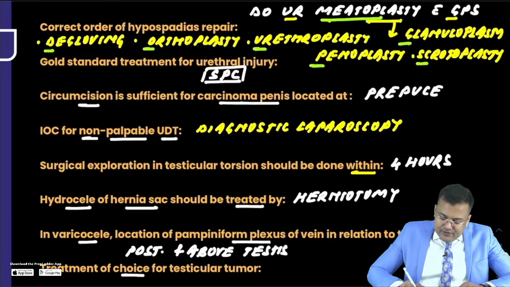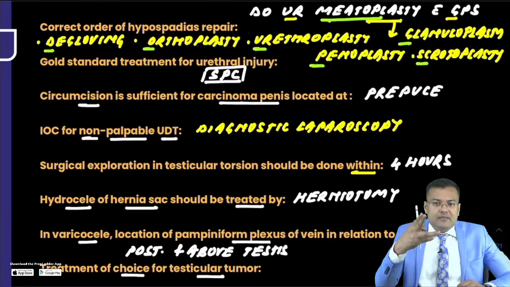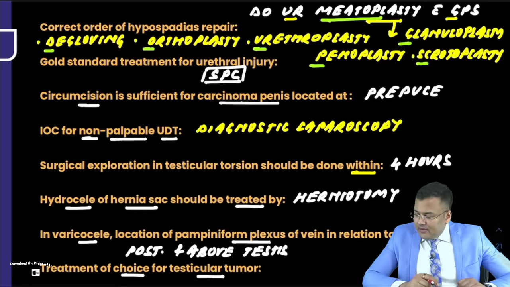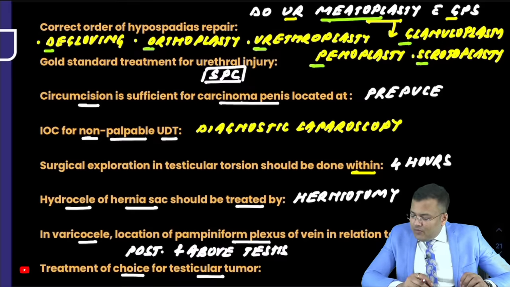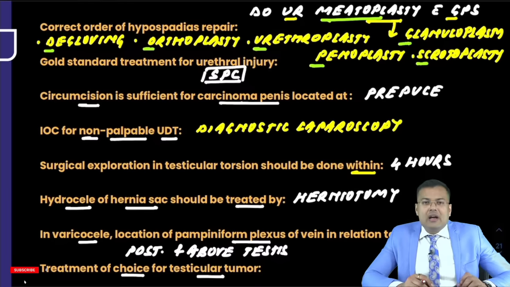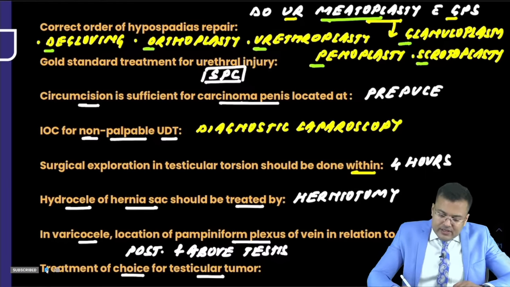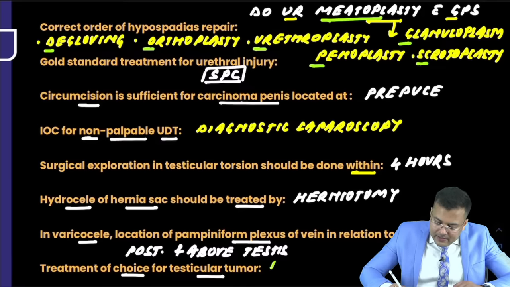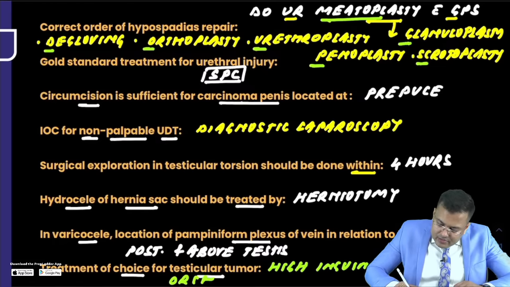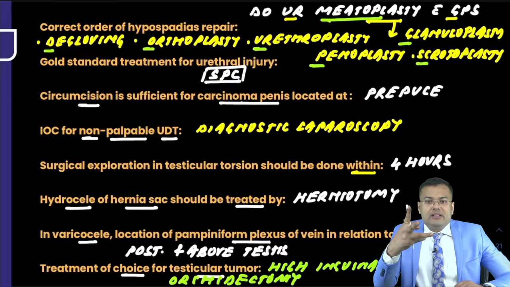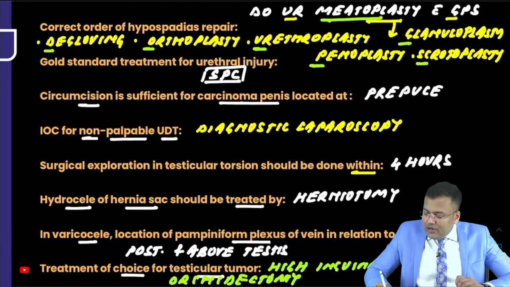Tell me, treatment of choice for testicular tumor. Which surgery is done? It is not herniotomy. Testicular tumor. Very good. High inguinal orchidectomy. We perform high inguinal orchidectomy. In high inguinal orchidectomy, we ligate the cord close to the deep ring. So this is high inguinal orchidectomy.